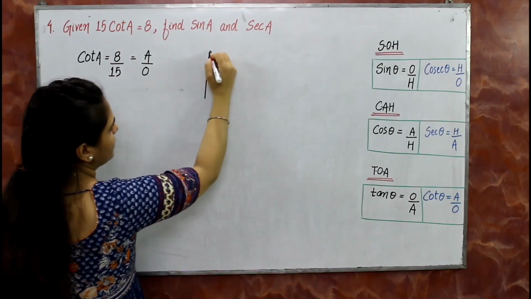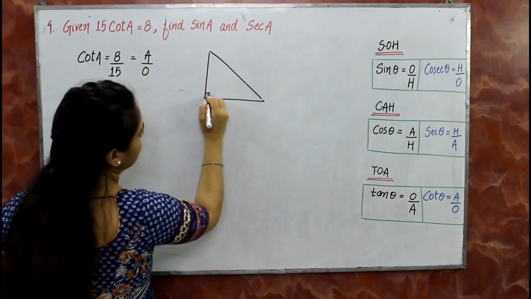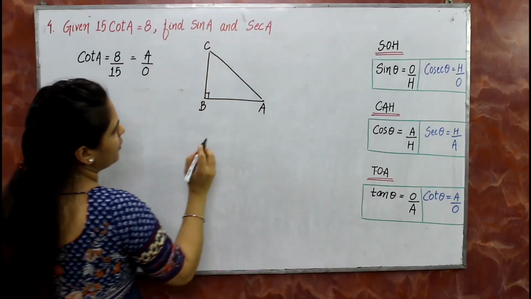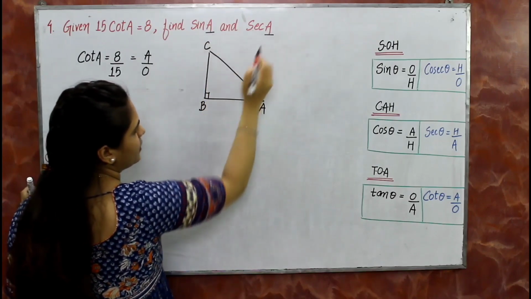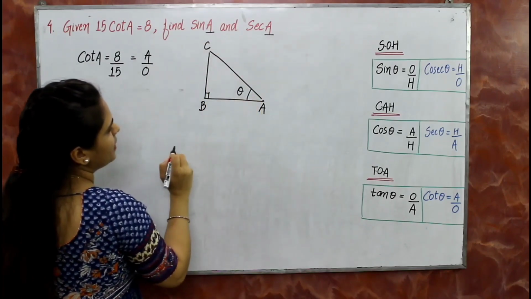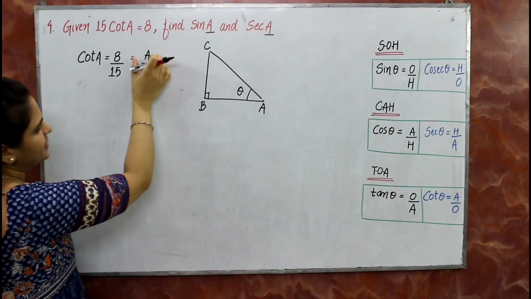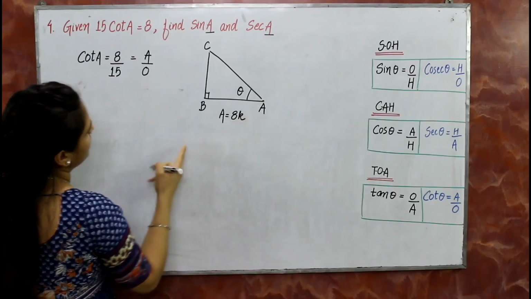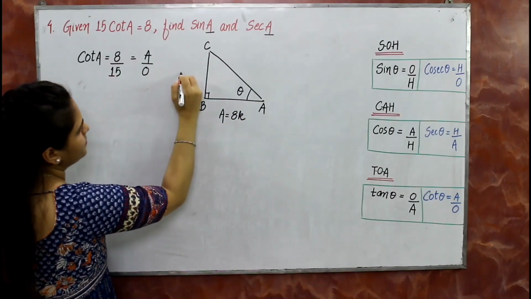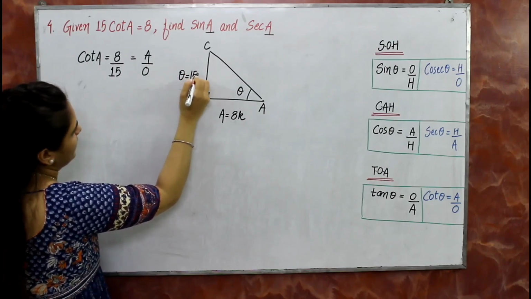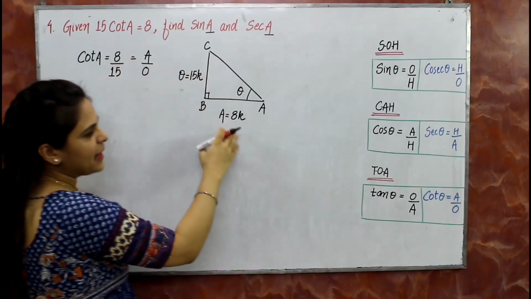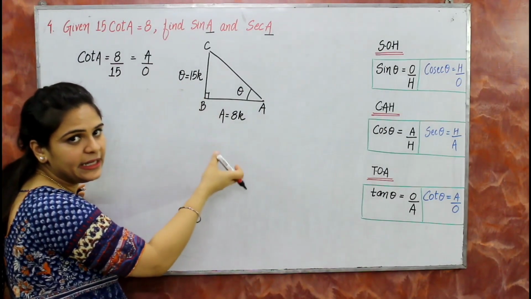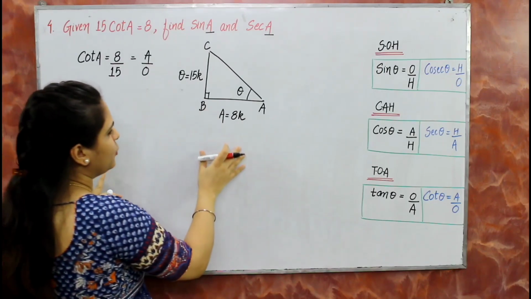Let's make a right angle triangle which is right angled at B. A, B and C. We are interested in angle A, so I will make it as theta, and in this adjacent side is 8k and opposite side is equals to 15k. They are in ratio, that's why I am writing here 8k and 15k, because it can be 16 or 30 as well, 80 or 150 as well. So that's why I am using k here.